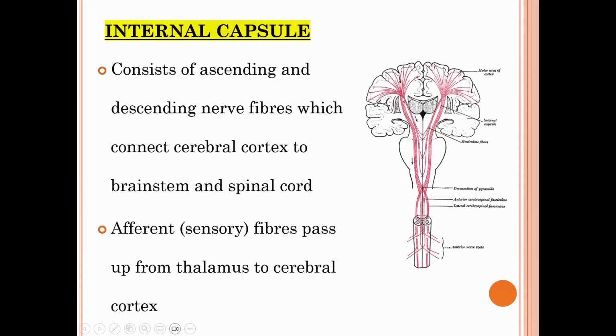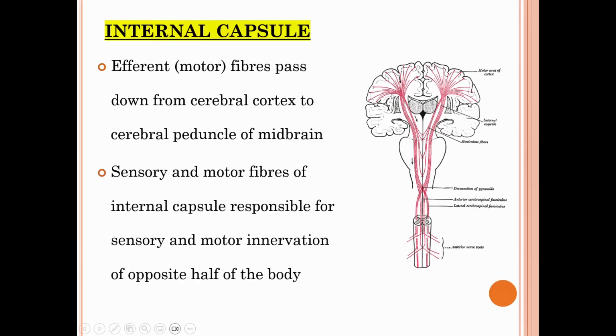Okay, so these are the examples of descending fibers, and here we have seen the ascending fibers starting from the spinal cord, then the medulla and pons, and then the midbrain. Okay, then they will be passing through the thalamus, and then they will be going to the cerebral cortex.